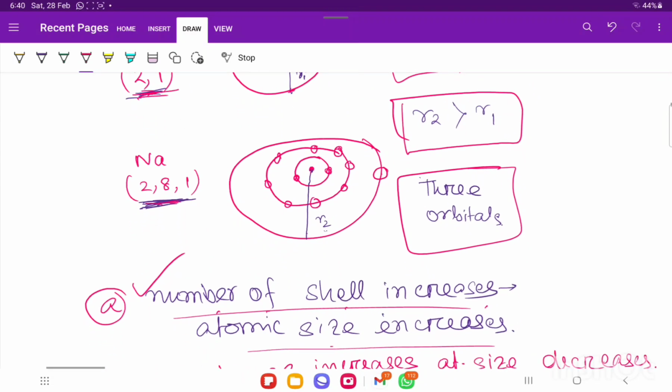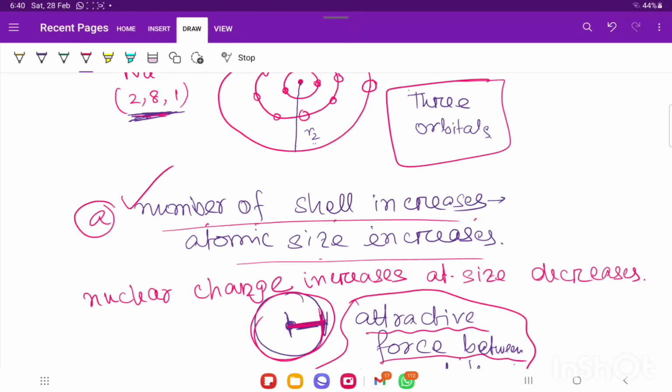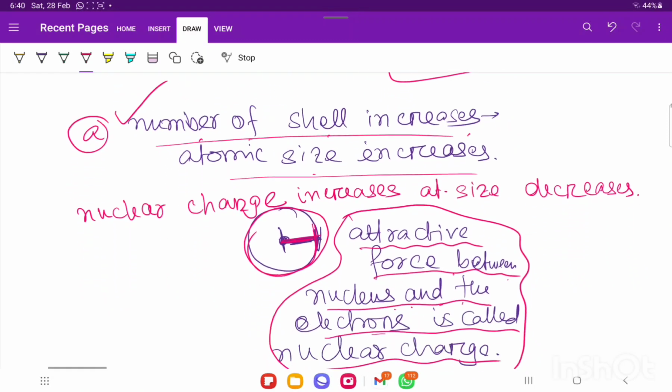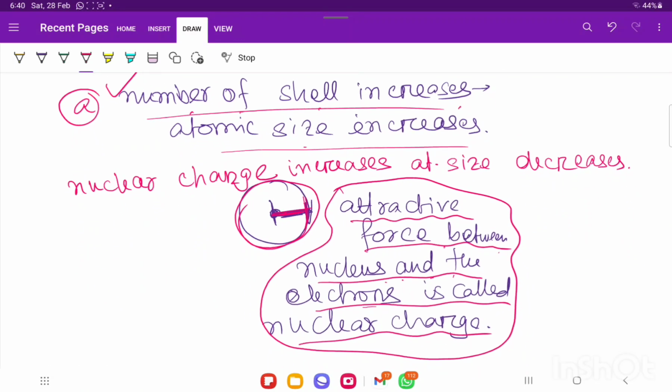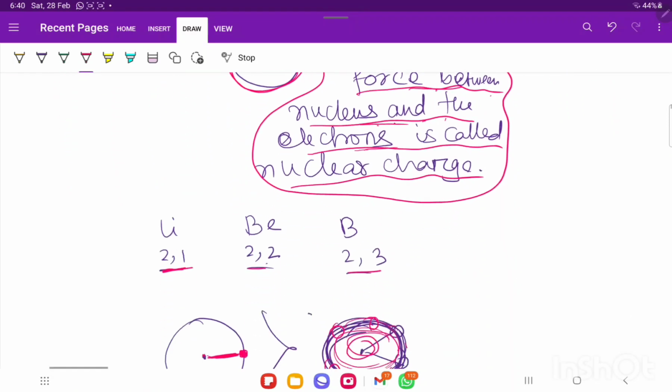The second factor is nuclear charge. What is called nuclear charge? The nuclear charge of an atom is the positive charge on the nucleus of an atom, so it is equivalent to the atomic number of an element. So how will nuclear charge affect size? This is basically the attractive force between the nucleus and its electrons.